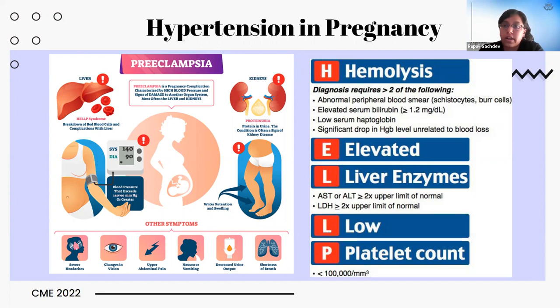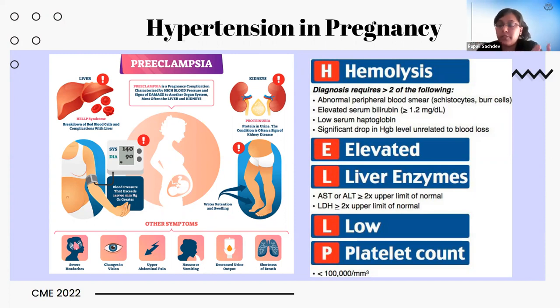Again, the organs that are going to be affected are your liver, which will lead to HELLP syndrome, and your kidneys. Then you'll also have something called pedal fluid retention. So it starts in the lower limbs and can eventually extend up to the face and your upper limbs as well. What is HELLP syndrome?